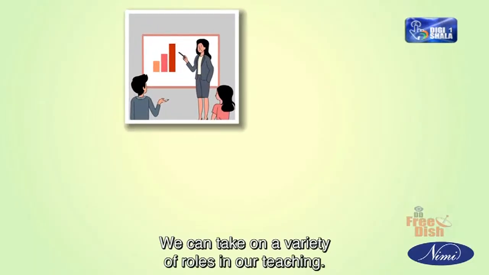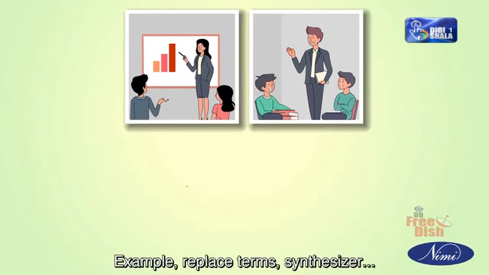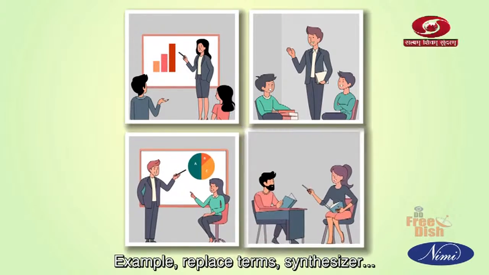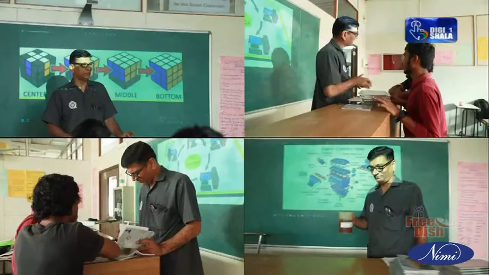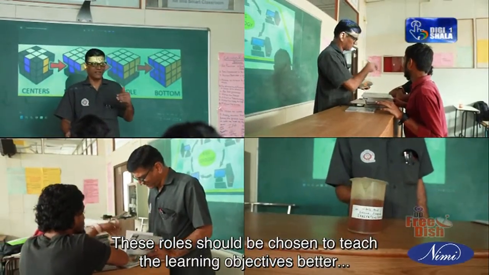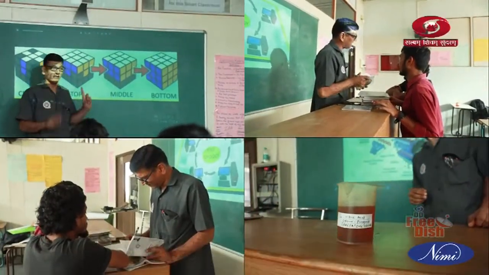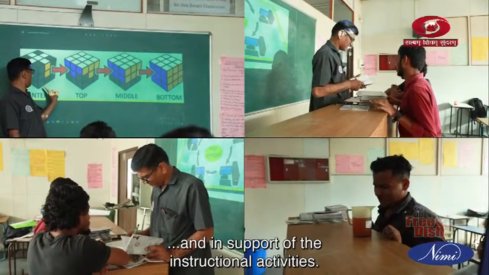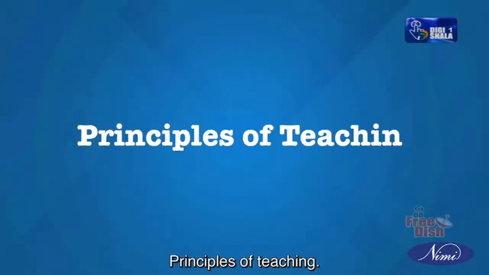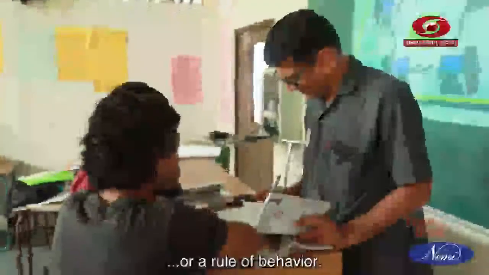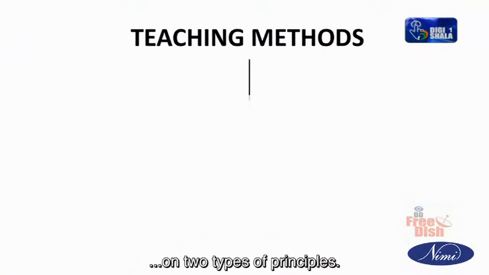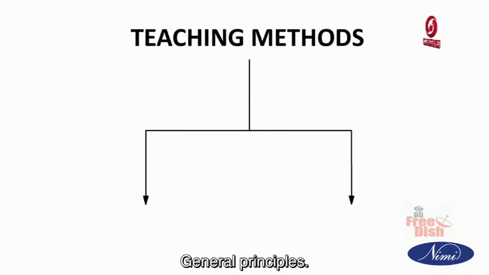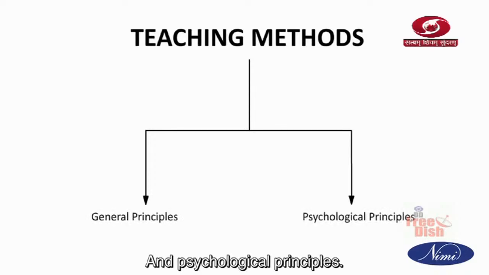We can take on a variety of roles in our teaching, for example, synthesizer, moderator, challenger, commentator. These roles should be chosen to teach the learning objectives better and in support of the instructional activities. Principles of teaching are strongly connected to a guiding principle or a rule of behavior. In simple words, teaching methods are based on two types of principles: general principles and psychological principles.